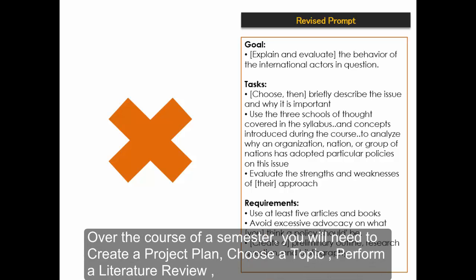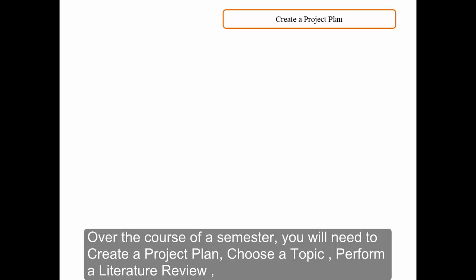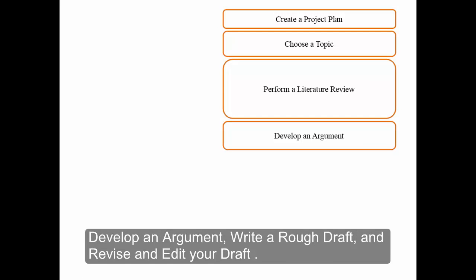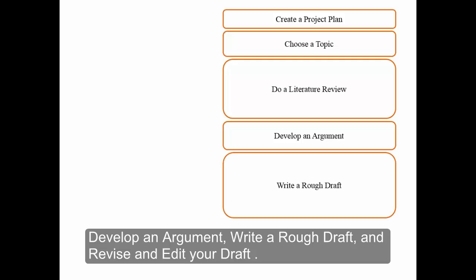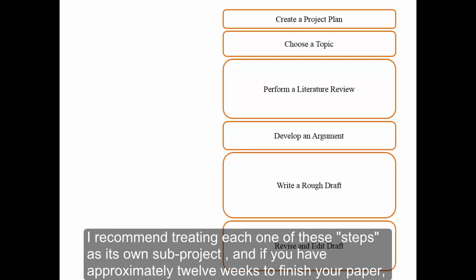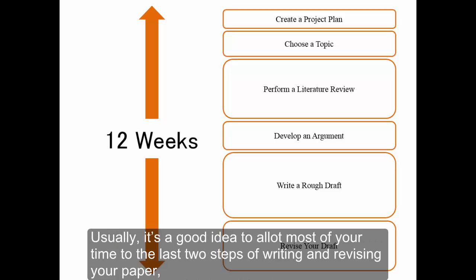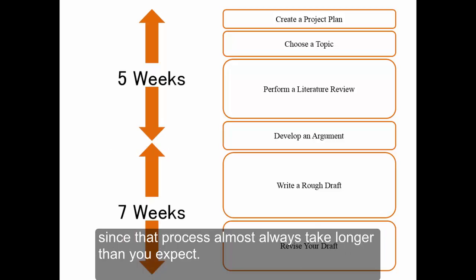Over the course of a semester, you will need to create a project plan, choose a topic, perform a literature review, develop an argument, write a rough draft, and revise and edit your draft. I recommend treating each one of these steps as its own sub-project, and if you have approximately 12 weeks to finish your paper, you can space them out in your calendar however you see fit. Usually, it's a good idea to allot most of your time to the last 2 steps of writing and revising your paper, since that process almost always takes longer than you expect.